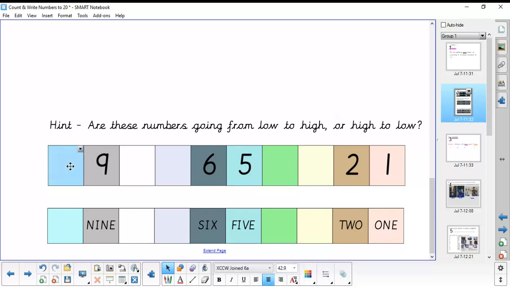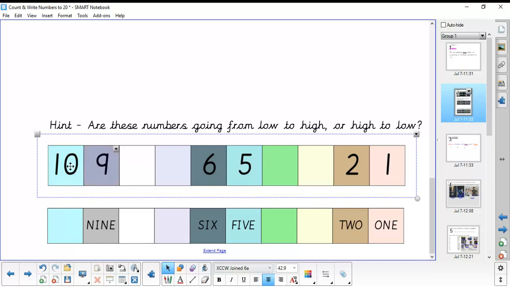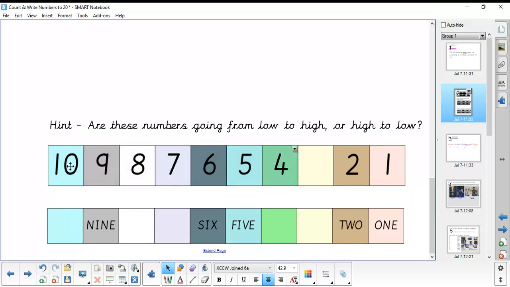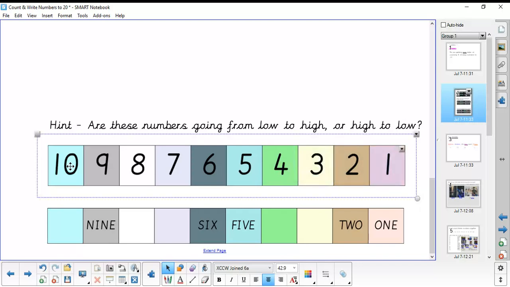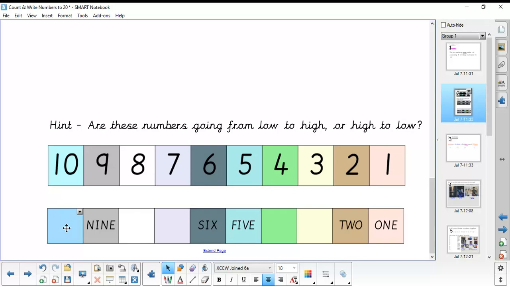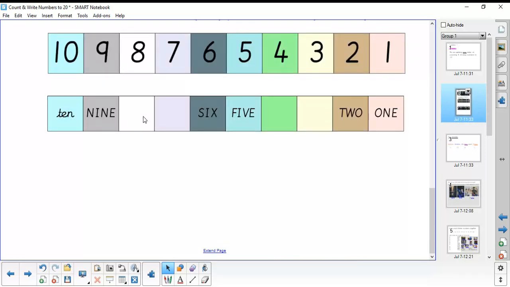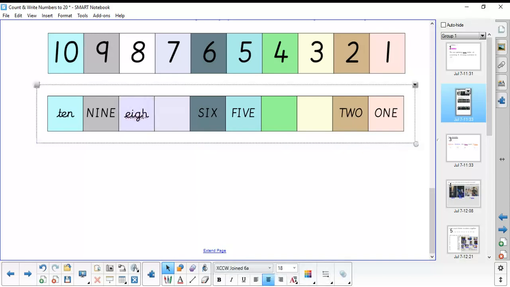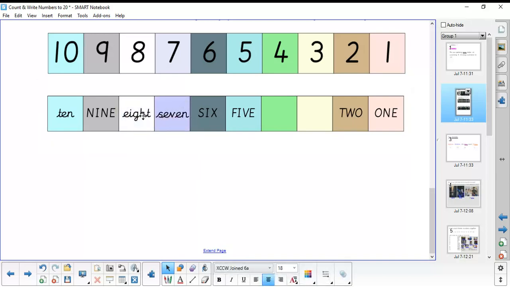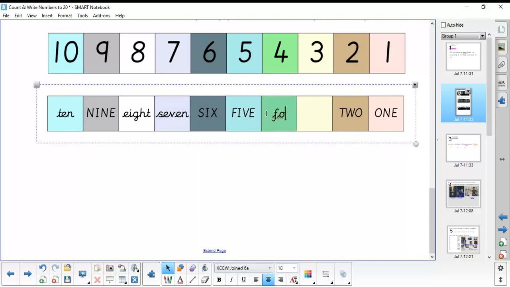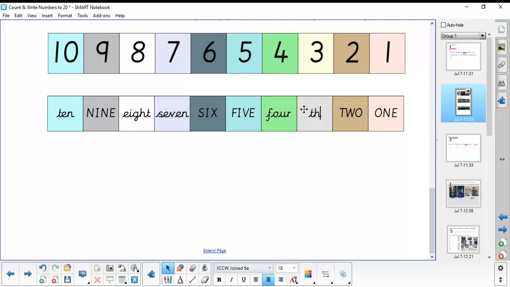So I'm going to start with 10, 9, 8, 7, 6, 5, 4, 3, 2, and 1. I'm going to also write it in. So the number 10, 10, 9, 8, 7, 6, 5, 4, 3, 2, and 1.